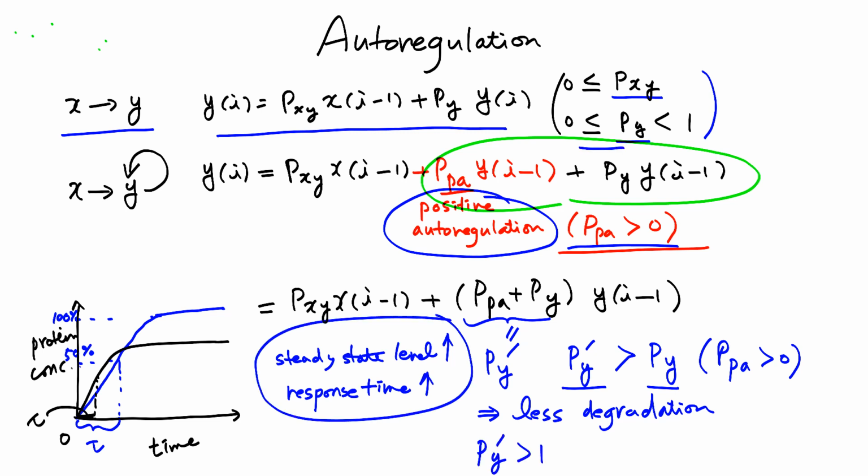We know that P sub y is between 0 and 1, but since we are adding this new term P sub Pa, P sub y prime can be greater than 1. And in this case, actually, the protein levels will blow up. So we will have something like this. The levels will keep increasing.